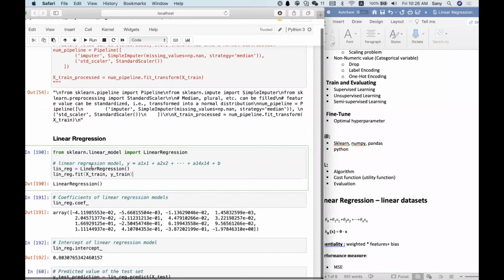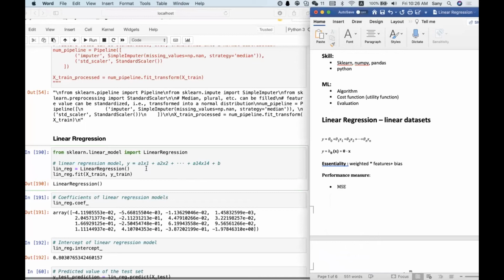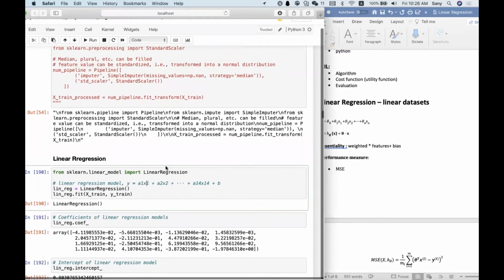And the linear regression model is easy because the mathematical formula is quite understandable. As I put it here, x1 means each of the features, and x2 means the second column of the feature set we had before, and the a stands for the weights. We call them weights.